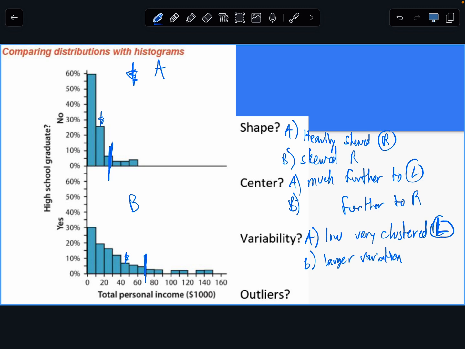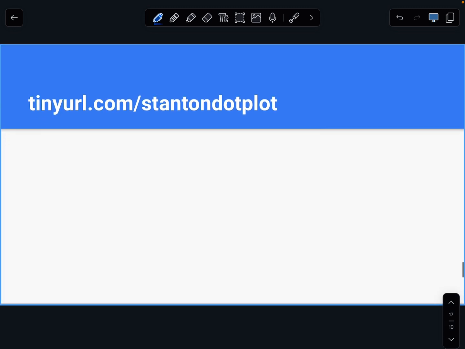And then outliers, there are no outliers in A. Potentially outliers maybe around 130 to 140, but even then it's not really much of an outlier because there's not too much space in between. So again, comparing and contrasting the two histograms there.